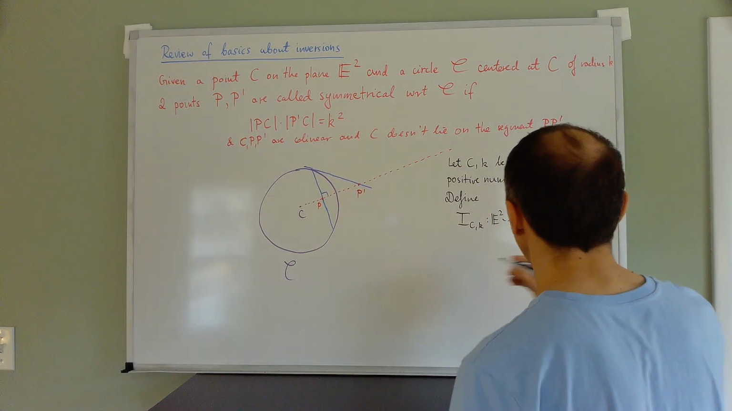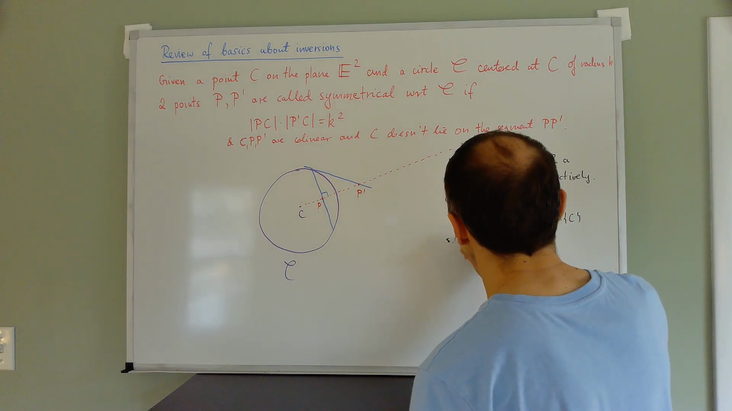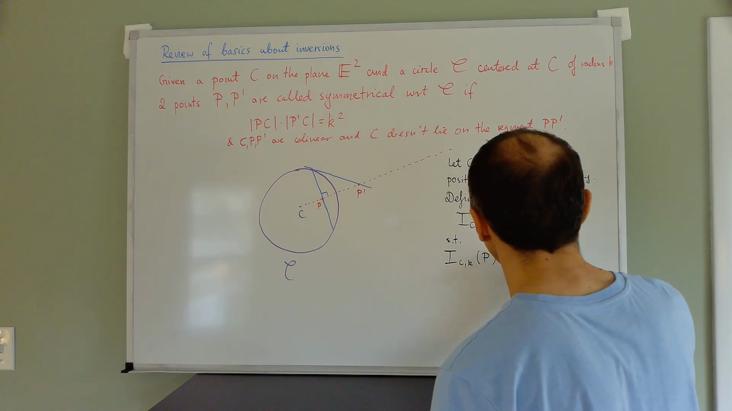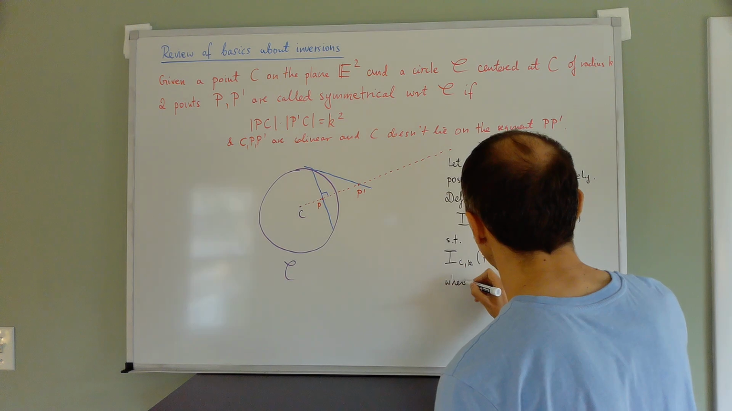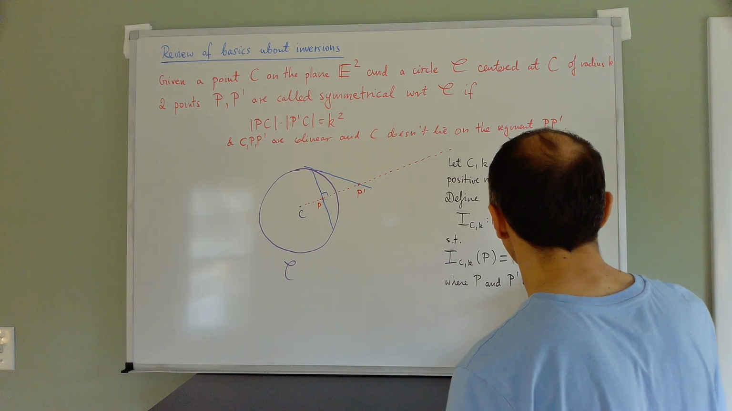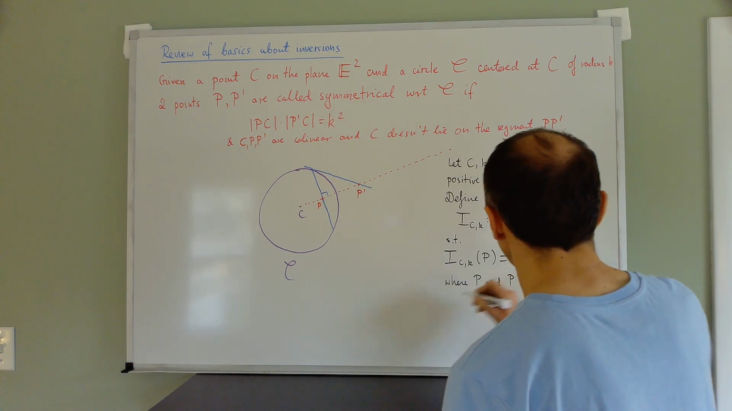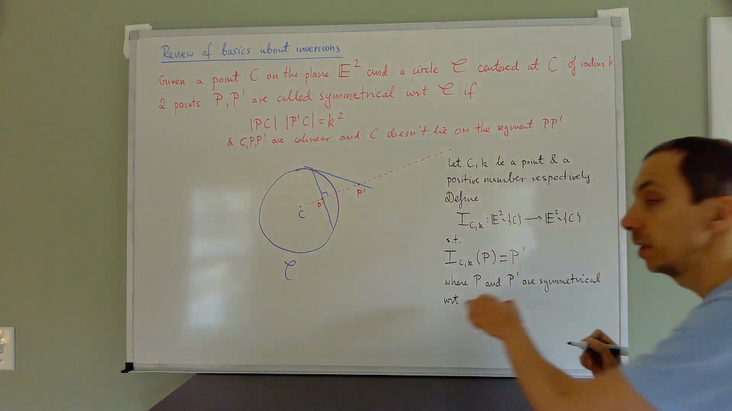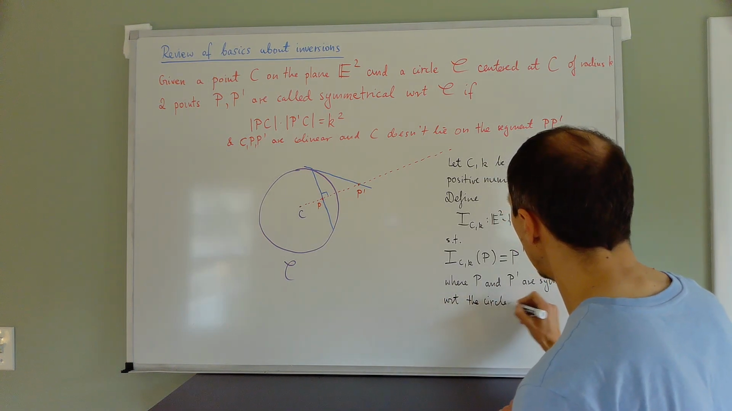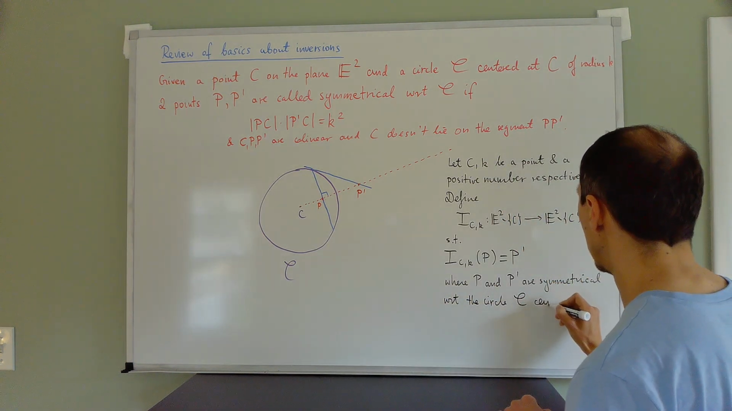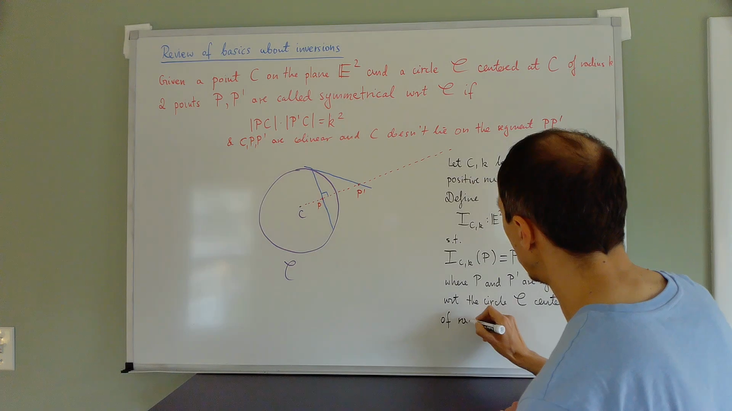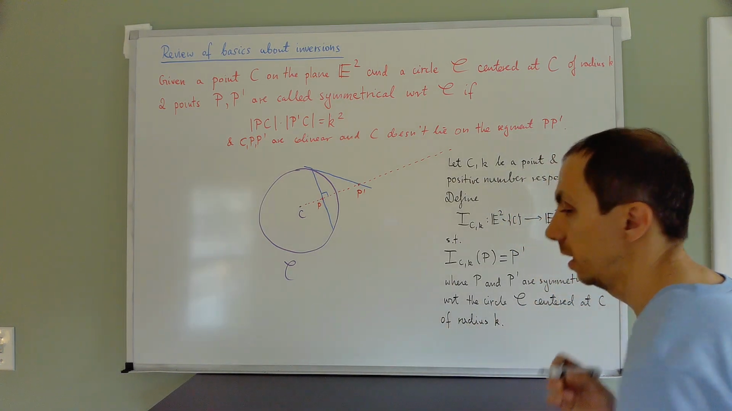And how do we define it? Define the map such that if I take any point P, then I get P prime, where P and P prime are symmetrical with respect to, that's just my little abbreviation for with respect to, the circle calligraphic C centered at C of radius K.